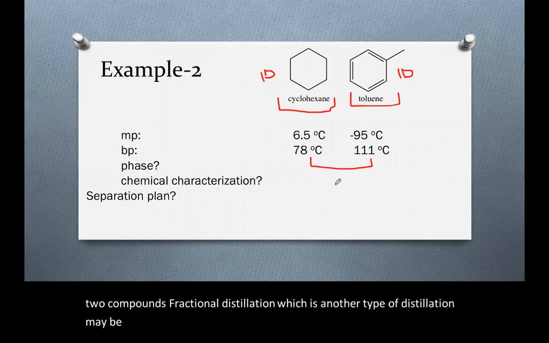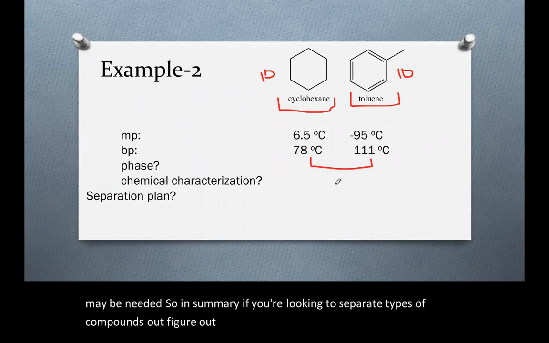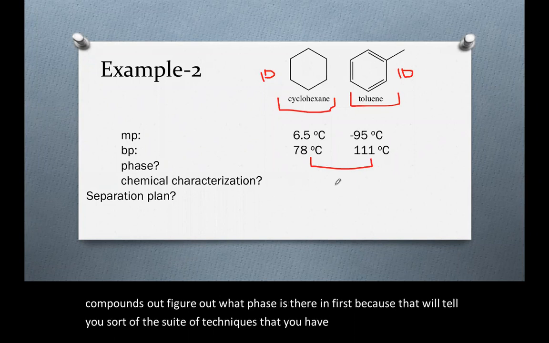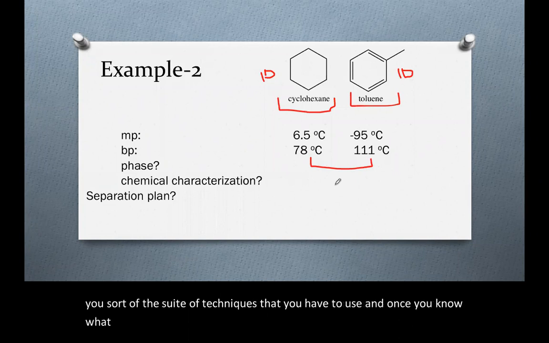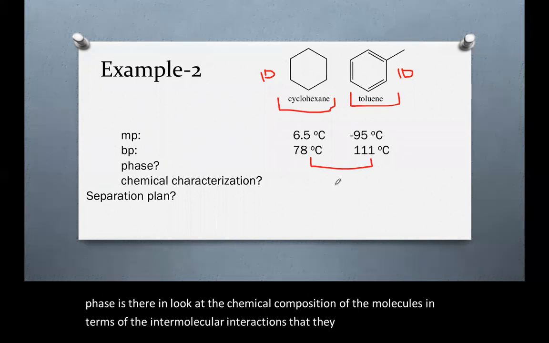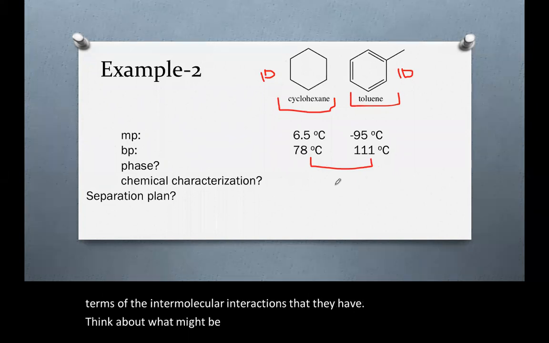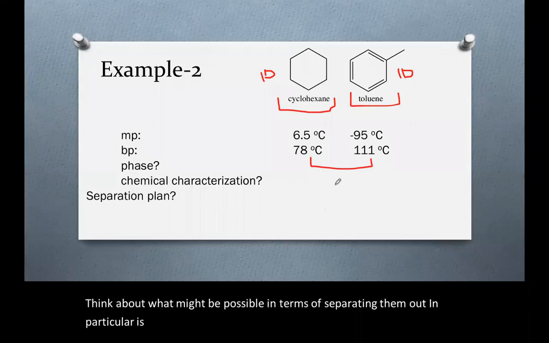So in summary, if you're looking to separate types of compounds out, figure out what phases they're in first, because that will tell you the suite of techniques that you have to use. And once you know what phases they're in, look at the chemical composition of the molecules in terms of the intermolecular interactions that they have, and think about what might be possible in terms of separating them out. In particular, is one a strong acid or a weak acid or a base? If so, separating those from a neutral organic is pretty simple.